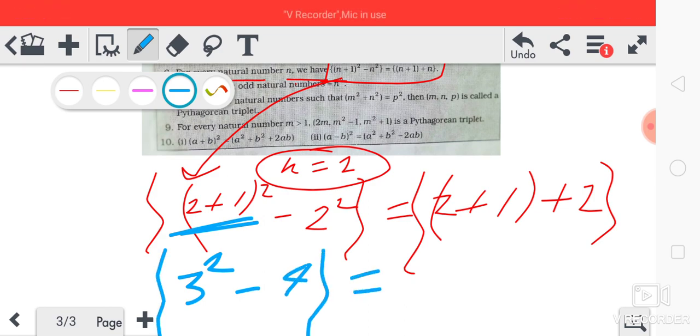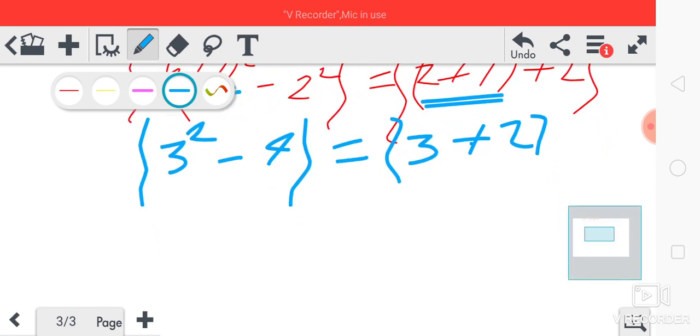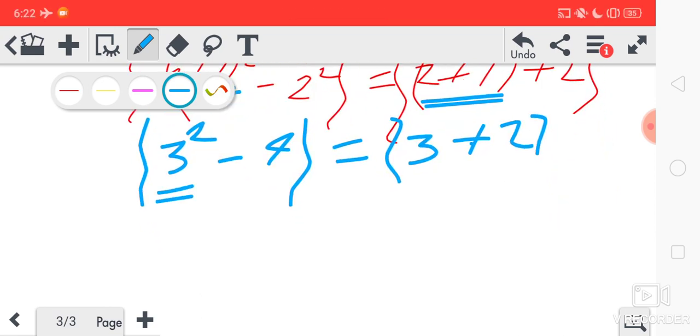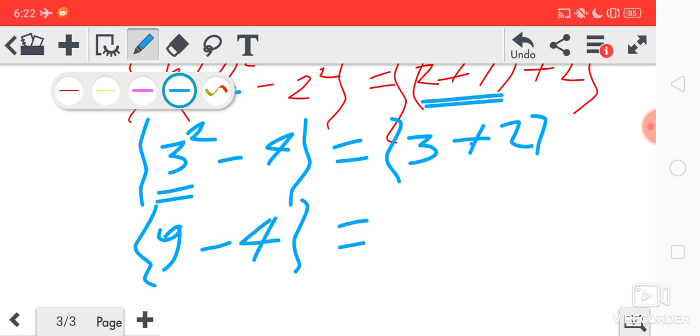Which is equal to 2 plus 1, how much will you get? 3, and this plus 2. So how much are you getting? 3 square. This 3 square means how much? 9, minus 4, which is equal to 3 plus 2, which is equal to 5. Now 9 minus 4, how much will you get? 5. It is equal to 5.